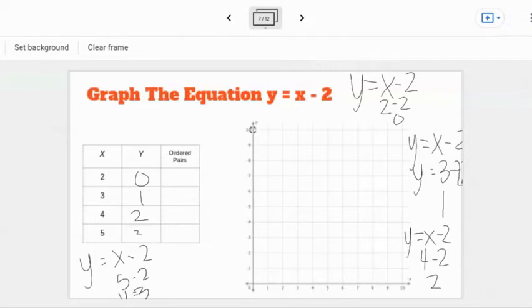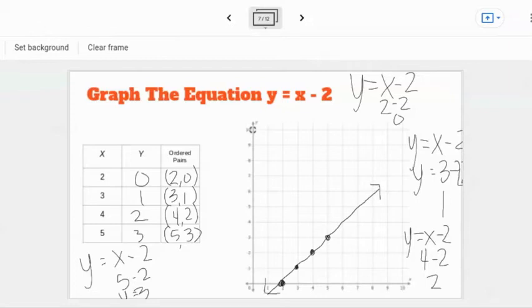y equals 3. Okay, then you turn them into ordered pairs. (2, 0), (3, 1), (4, 2), (5, 3). Okay, now check your graphs. So over 2, up 0. So again, that one stays on the x-axis. Over 3, up 1. Over 4, up 2. Over 5, up 3. Create that straight line.